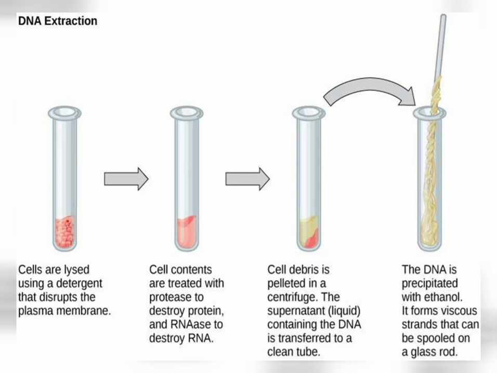In the third test tube, you can see the cell debris is pelleted in a centrifuge. The supernatant, which is a liquid containing the DNA, is transferred into a clean tube. It means the cell debris, which is insoluble, forms a pellet at the bottom of the test tube after centrifugation. You can see it in the fourth test tube. In the fourth stage, the DNA is precipitated with ethanol. It forms viscous strands that can be spooled on the glass rod. The DNA can be easily taken by the glass rod.